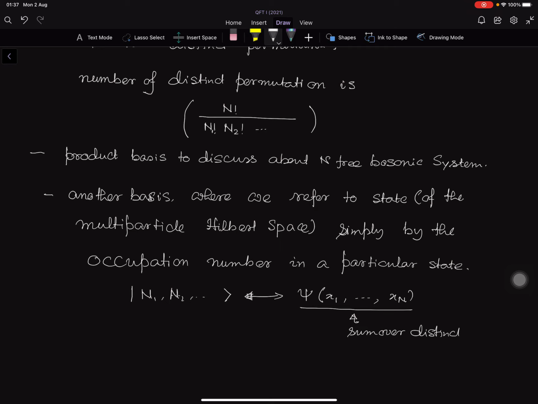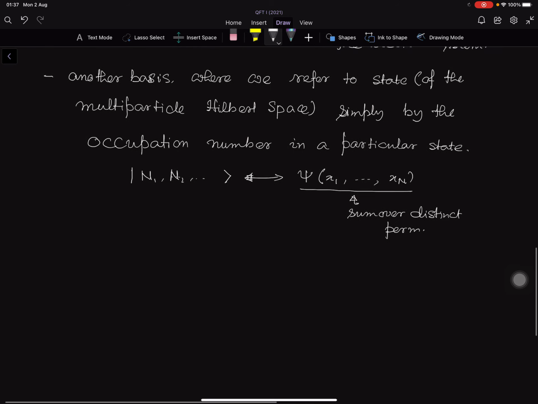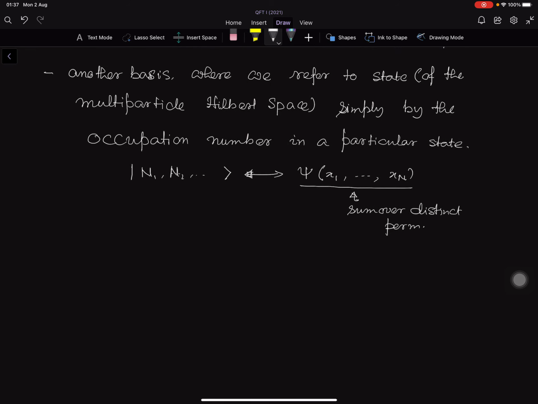But the point is that since we cannot anyway distinguish them, what's the point of labeling them and then summing over distinct permutations? We don't care whether particle 1 is in state 1 or particle 2 is in state 2. Rather, we just characterize states of the multiparticle Hilbert space by simply saying what the occupation number of a particular label is.